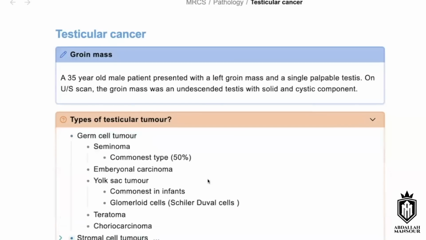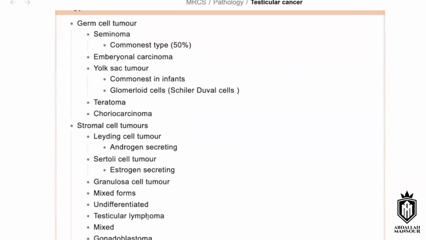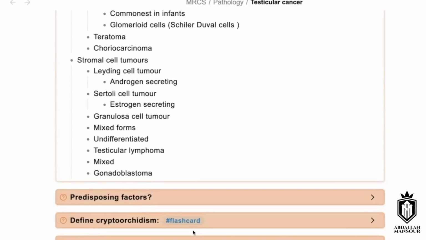Yeah, that's right. So you have germ cell tumor, such as seminoma, embryonal carcinoma, yolk sac, teratoma, choriocarcinoma. And on the stromal cell side, you also have Leydig cell tumor, Sertoli, granulosa, and multiple other things. You don't have to give the whole examples, just mention one or two, and that should be absolutely fine.